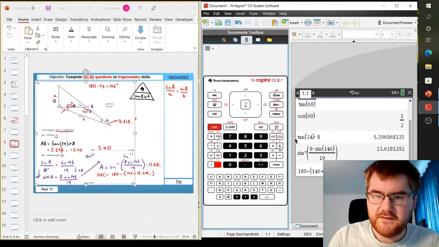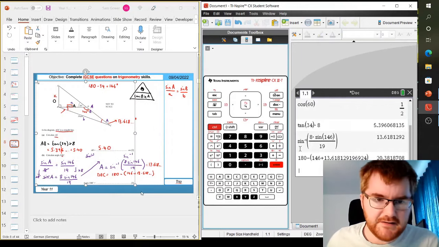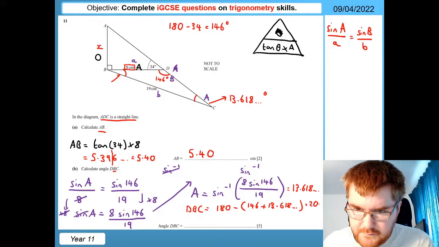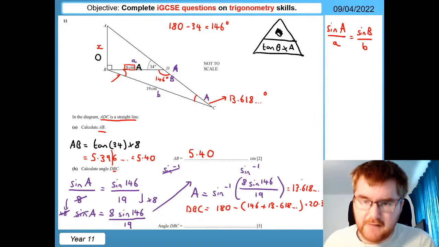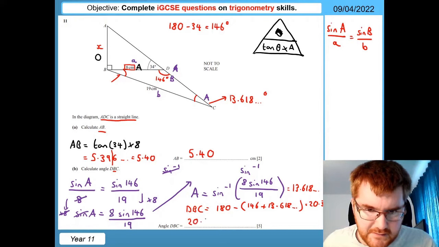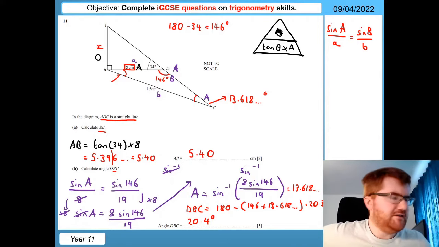So if I work this out, I then get my final answer of 20.38 dot dot dot. And of course, we always round to 3 significant figures. So our final answer will then be 20.4 degrees for our 5 marks.